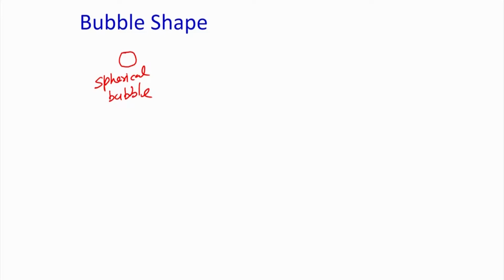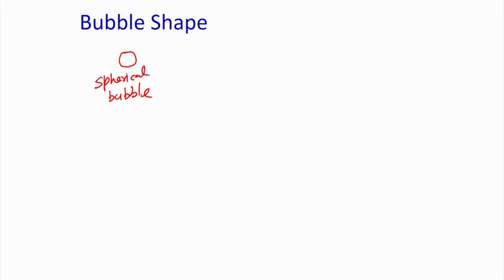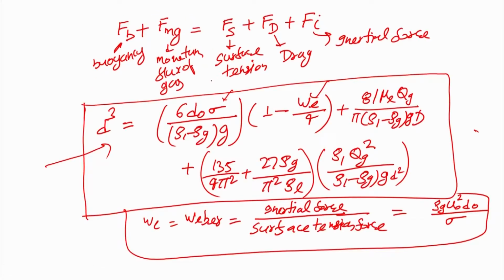But if you put more gas, then what will happen? Before detachment, the bubble size will increase. Once the bubble size increases, it will go to an elliptical bubble, and you see an ellipse nature. So this is an elliptical bubble.